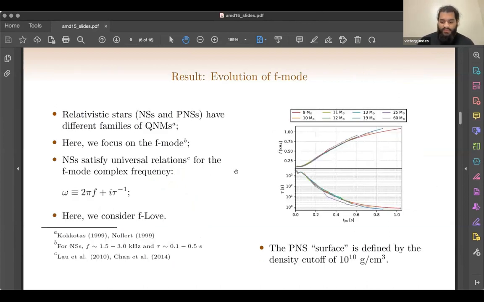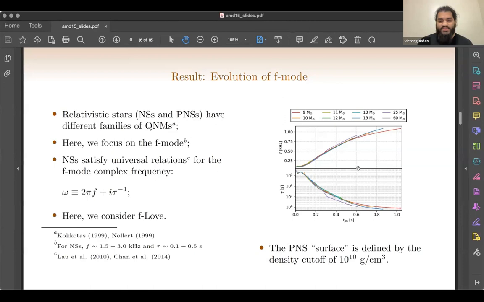So once we have the equation of state at each time slice, we can solve for the structure of these objects, and we can use relativistic perturbation theory to get those quasi-normal modes. Here, like I said before, we are interested in the f mode, because as we saw, the gravitational wave signal seems to be dominated by the f mode for later times. And also this mode has been shown to satisfy some tight and well-established universal relations for cold neutron stars, for example, the f-Love relation, which I'm going to talk about later.